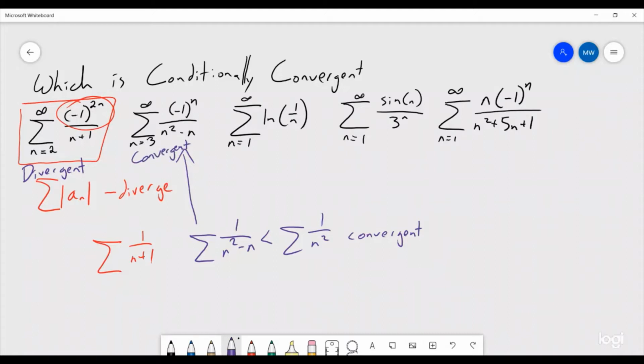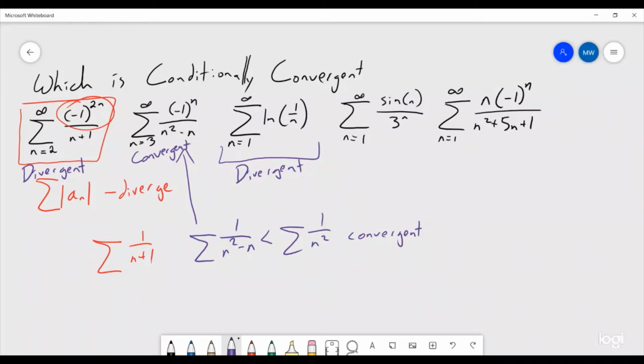If we look at the next one, the natural log of 1 over n's, and just adding up all of those, we are just adding up more and more infinite negative values, because natural log of 1 is 0, natural log of a half is negative, natural log of a third is even more negative. This one is also one that's actually divergent.